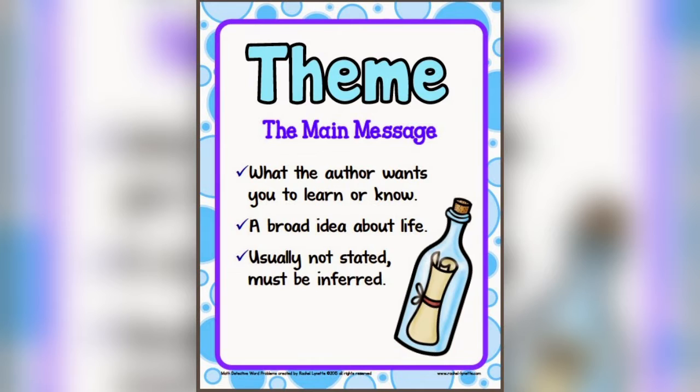And it's normally this really big idea about life, and it's not something that is directly stated in the text. So the text will never tell you, "The theme of the story is to find happiness even in daily things." It's something that you need to infer. So it's something that you need to gather clues about from the text and make a logical decision.